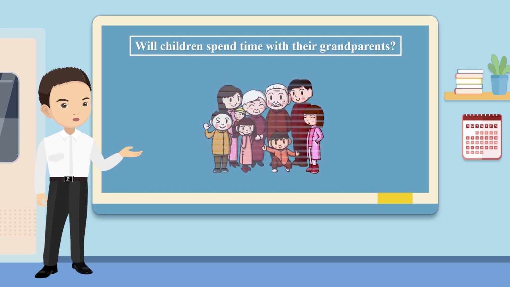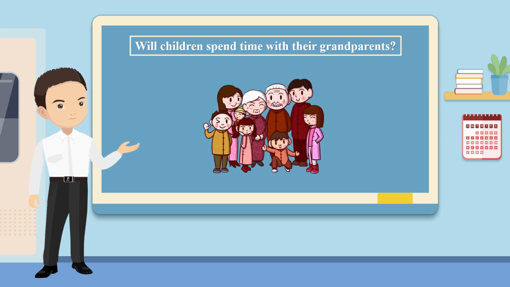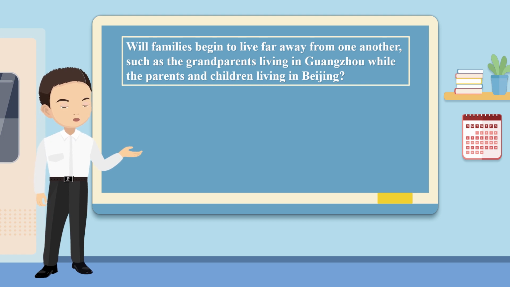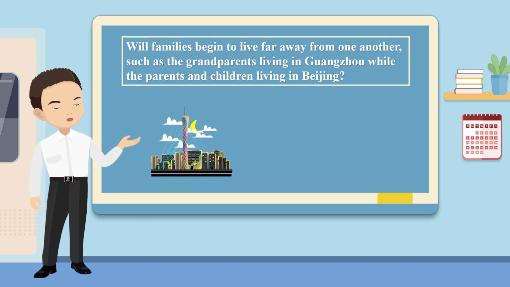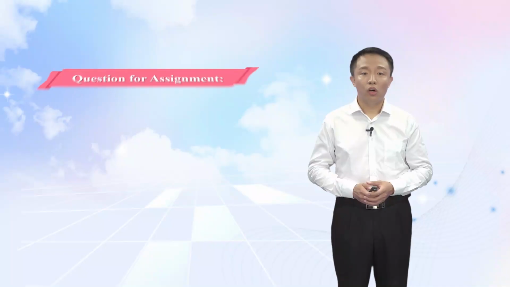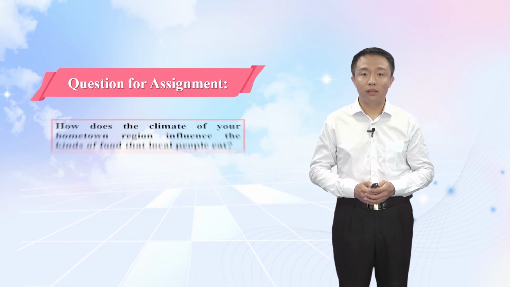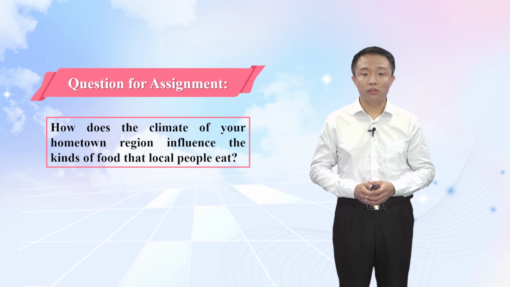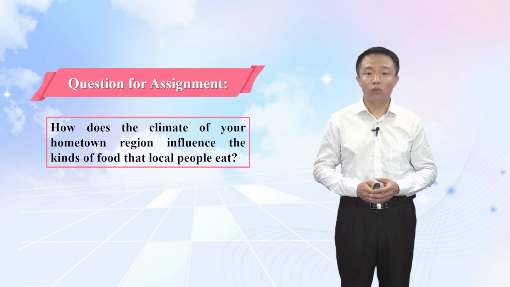Will children spend time with their grandparents? Will families begin to live far away from one another, such as the grandparents living in Guangzhou while the parents and children live in Beijing? Questions for assignment: How does the climate of your hometown region influence the kinds of food that local people eat?